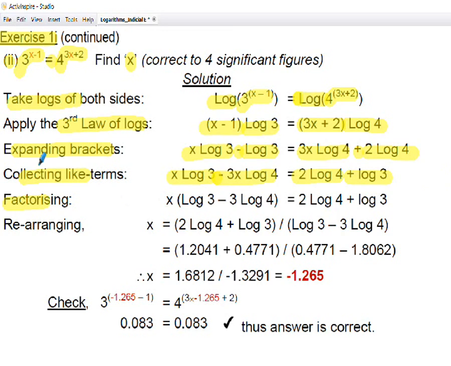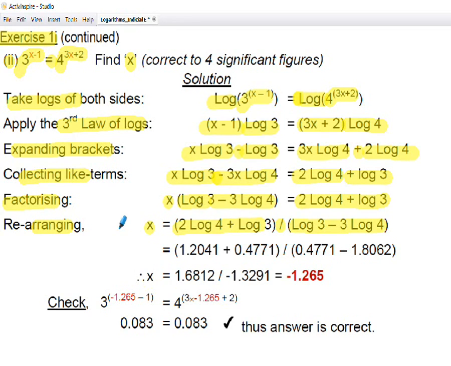On the next line I'm factorising the x on the left hand side, x is a common factor, so inside the bracket I get log of 3, take away 3 times the log of 4. Right hand side remains the same. Simply now to find x, I rearrange the equation, so I get 2 log of 4 plus log of 3 divided by log of 3 minus log of 4. So I'm dividing both sides by, in brackets, log 3 take away 3 log 4.